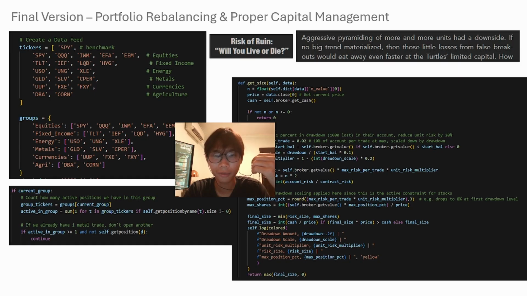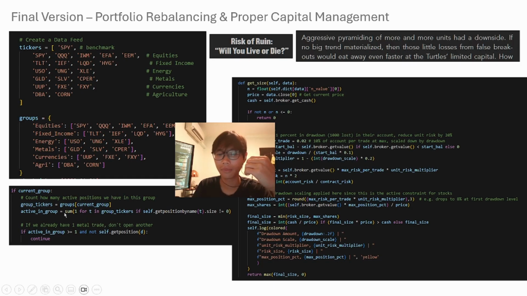A lot of these are highly correlated, right? Like gold, silver, and copper. Most of them are quite strongly related. So if you were to trade both of them at the same time, you're actually doubling the risk you're taking on. So the rule is pretty much that if you're already trading a ticker within that one group, then you just stop trading that group entirely.